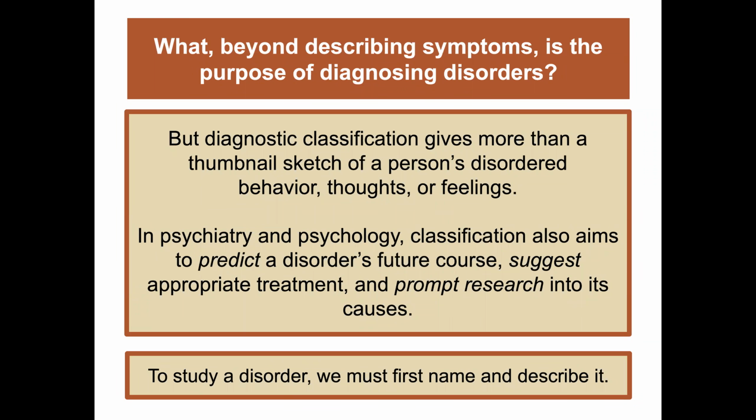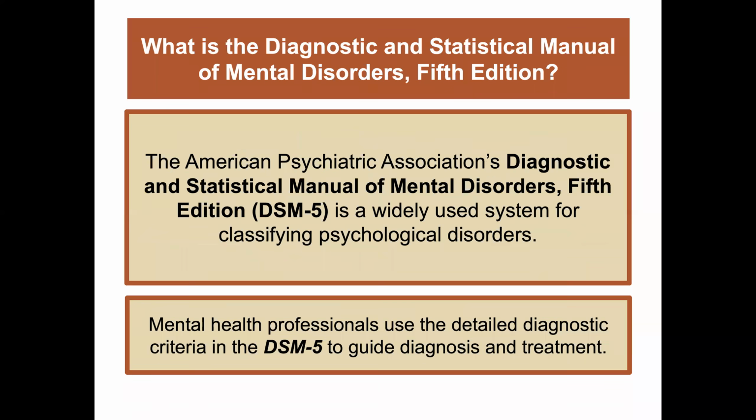Okay, so it gives us a little bit more than that. It gives more than a thumbnail sketch of a person's disordered behavior, thoughts, or feelings. In psychiatry and psychology, it aims to predict. So part of it is that we want to use it as a prediction model of a disorder's future course, suggest appropriate treatment, and prompt current research into its causes. So according to this kind of idea, to study a disorder, we must first name and describe it.